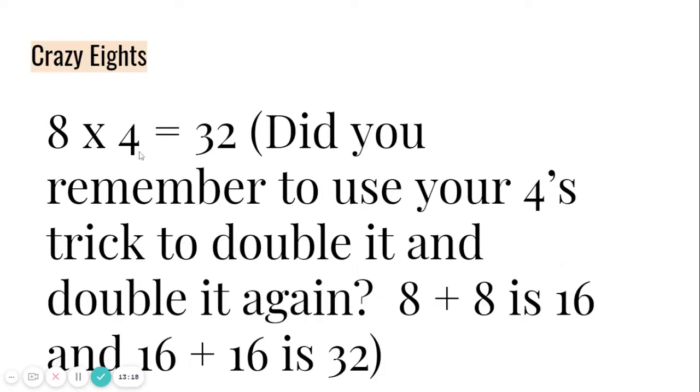Now, 8 times 4, we're going to think about that as our fours trick. We've got 4 8s. We're going to double 8 plus 8 is 16. Now we're going to double that 16. 16 and 16 is 32. Even if you have to write with your finger in the air, 16 plus 16 equals 32.